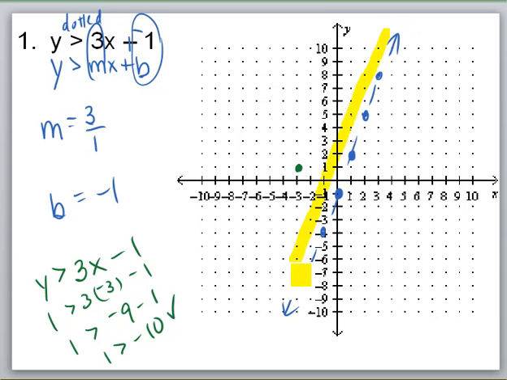I just like to say, well, it's a greater than sign. So as long as your y is on the left-hand side, you can say, well, it says y is greater than, so it means you'd shade above the line here. This is definitely above the line. This is below the line.